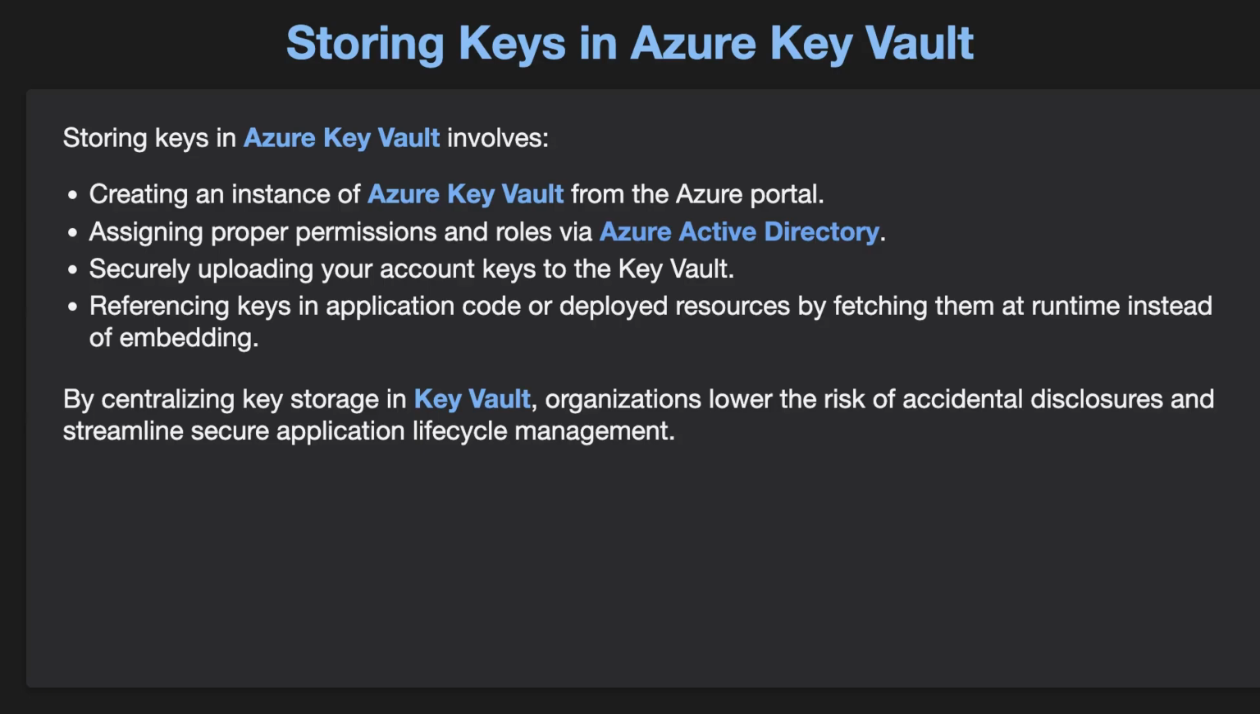Storing keys in Azure Key Vault involves creating an instance of Azure Key Vault from the Azure portal, assigning proper permissions and roles via Azure Active Directory, securely uploading your account keys to the Key Vault, referencing keys in application code or deployed resources by fetching them at runtime instead of embedding. By centralizing key storage in Key Vault, organizations lower the risk of accidental disclosures and streamline secure application lifecycle management.